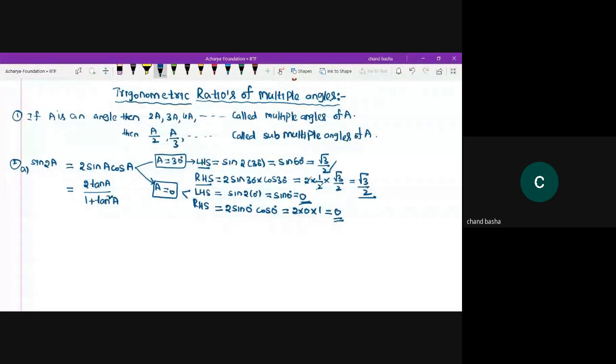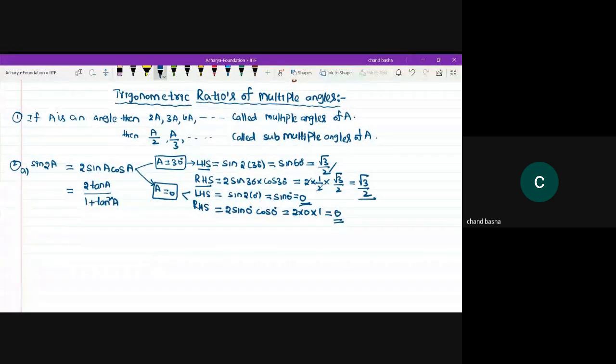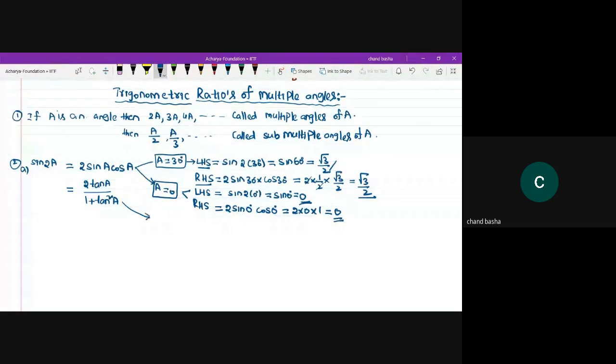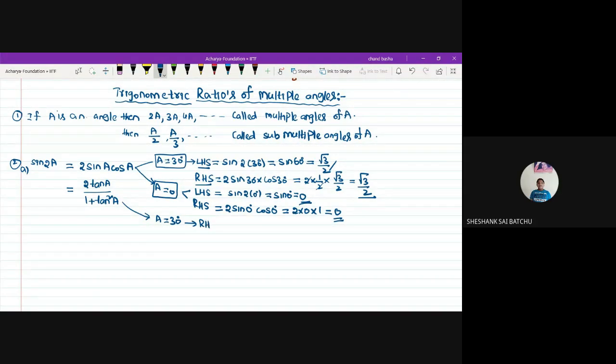Sir, how can we get 2 tan A by 1 plus tan square A? If you want, you can put A as 30 degrees and you can verify. You will get the same answer. What A am I going to take? 30 degrees, right? Sir, now you take another value, sir. No. Already I proved for 30 degrees LHS. I'm going to take only RHS. Okay, sir. You can verify.